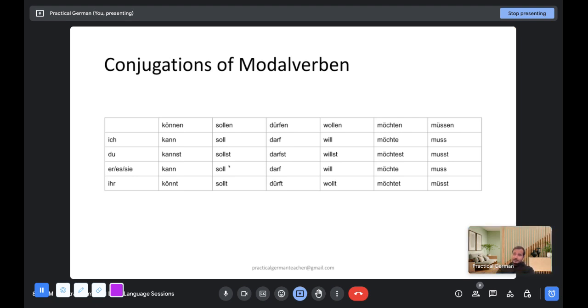Ich soll, du sollst, sie soll, ihr sollt. Ich darf, du darfst, sie darf, ihr dürft. Ich will, du willst, sie will, ihr wollt. Ich möchte, du möchtest, sie möchte, ihr möchtet. Ich muss, du musst, sie muss, ihr müsst.